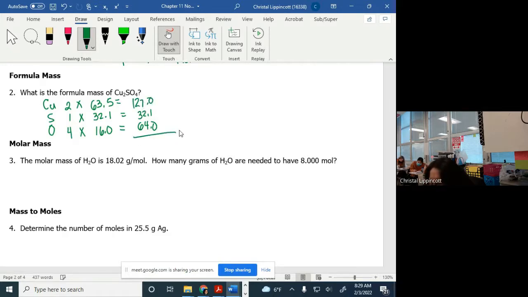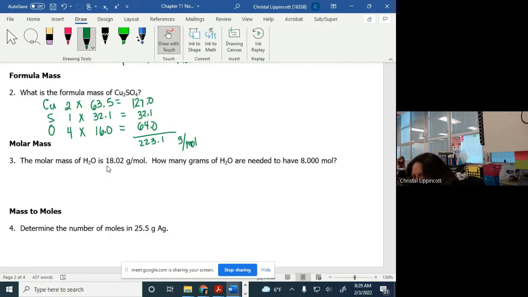All right, then we just add those up. 6, 3, carry the 1, $223.1. Did I do my math right? Yeah. Okay, and the units here are grams per mole. That's what your units are on your periodic table, grams per mole.